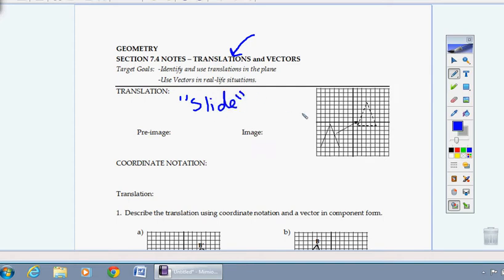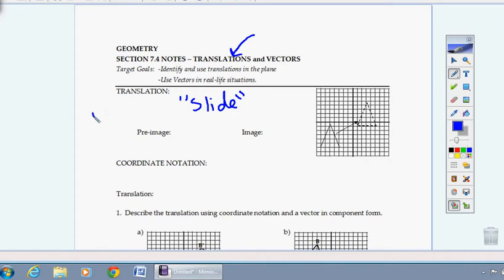If you look at this picture over here to the right, what I'm really doing is I'm taking this triangle and I'm sliding it over here. You could think of it as a movement. I could be moving it up, I could be moving it right, I could be moving it down, diagonal, whatever. But I'm just moving, or I'm sliding this image, or I'm sliding this figure.